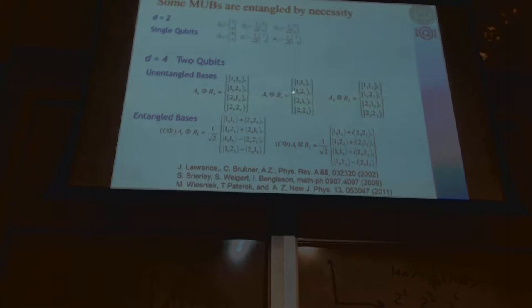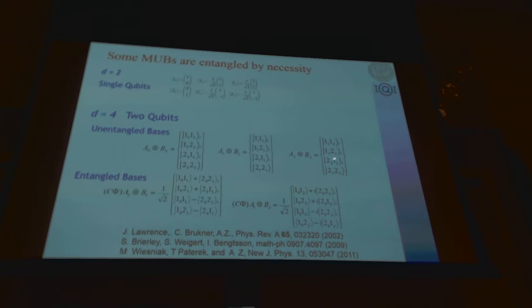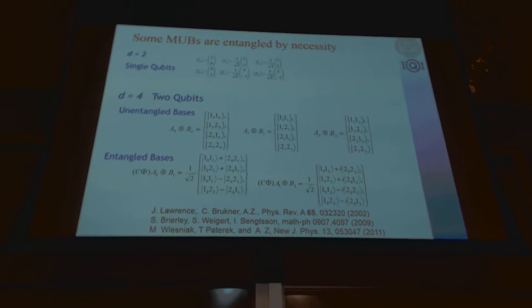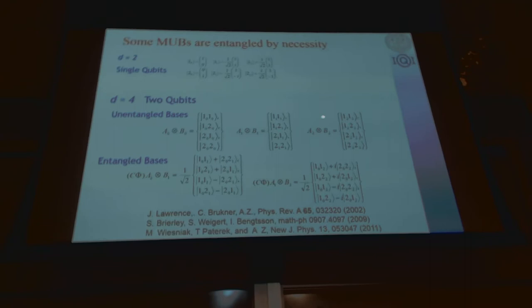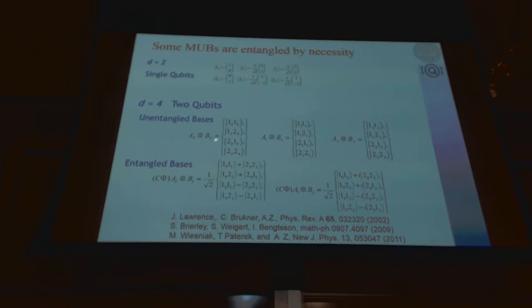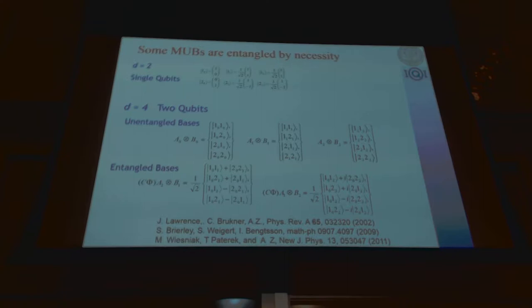These are the 3 unentangled bases in the 3 cases where 1 sub 0, 1 sub 1, 1 sub 2 correspond to the eigenstates in the corresponding basis. This would be, for example, x plus, y plus, and z plus, if I take a standard representation x, y, z. And there are 3 bases which can be written just as tensor products of these, and there are 5 bases which can only be written as entanglements.